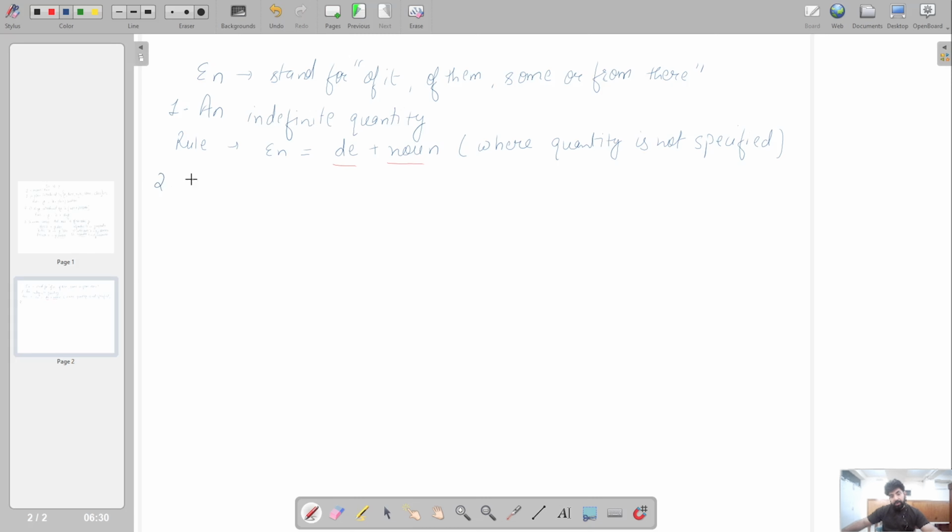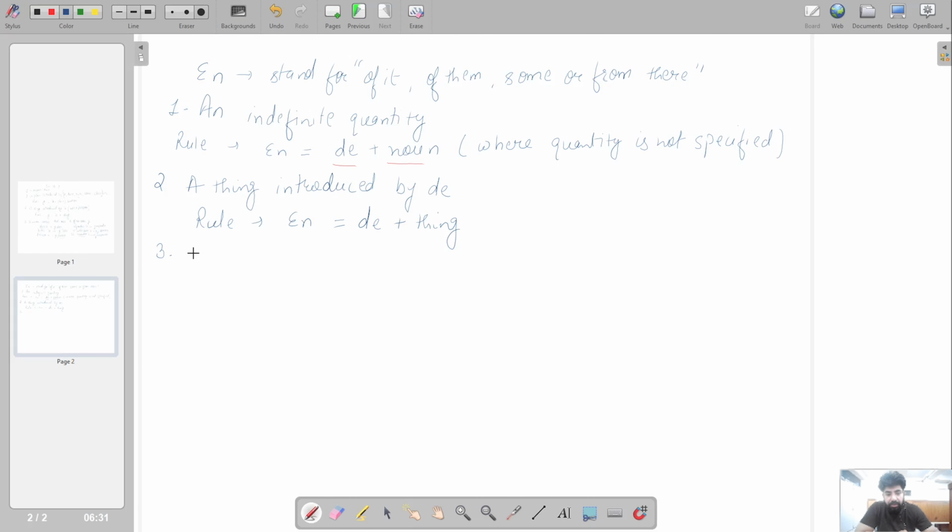So the rule is a thing introduced by de. So for us, the rule becomes: en should be with de plus a thing. It could be anything, but it should be introduced by de. So if you notice, with à we were using y, and with en, whenever the thing is coming with de, then only we use en.